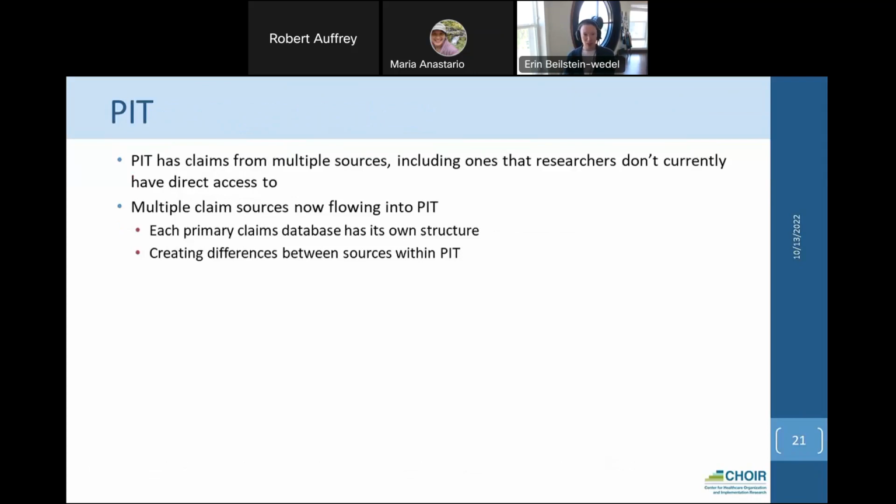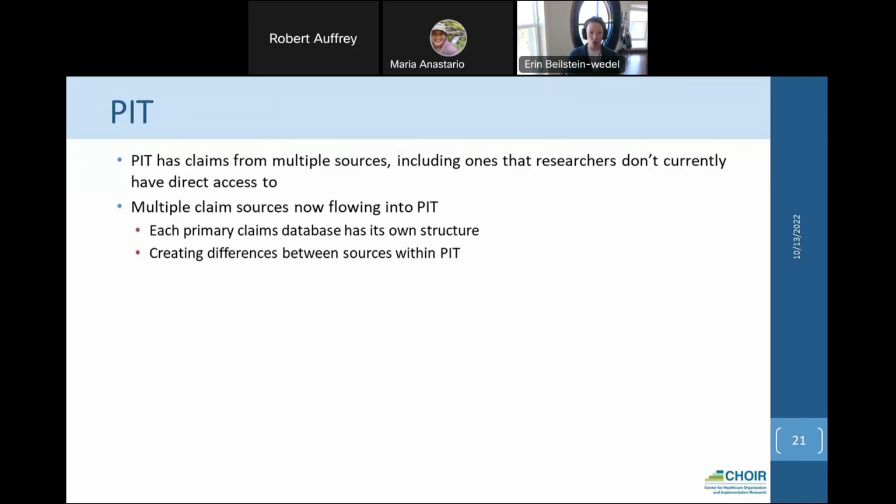Okay, so PIT. PIT is used usually because it has claims from multiple sources, and as I noted earlier, it has claims from sources that we don't, as researchers, have access to yet, so eCAMS and CCRS. But because there are multiple claim sources flowing into PIT, sorting through the data can be difficult. Some might call it fun, but it's a challenge because each primary claims database has its own structure. And that structure doesn't always nicely align with PIT.